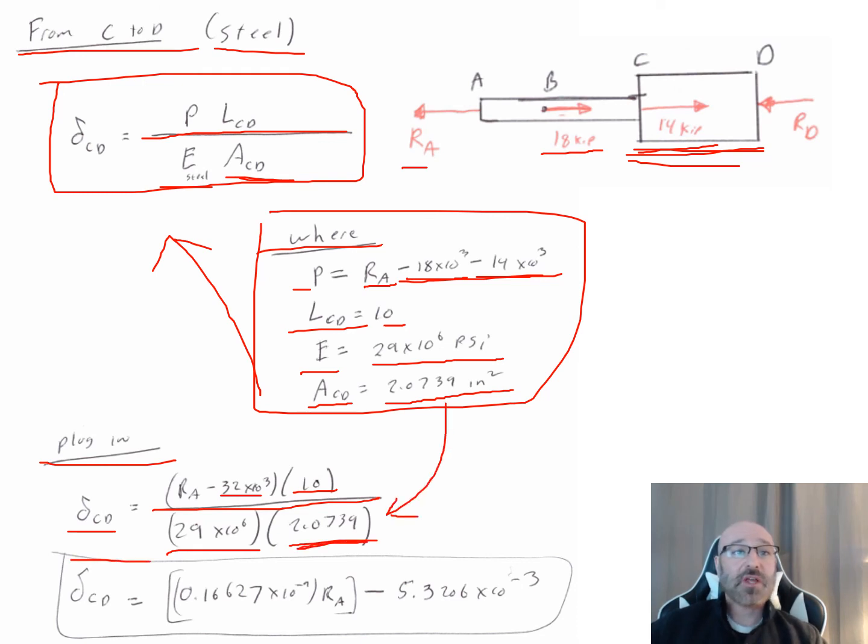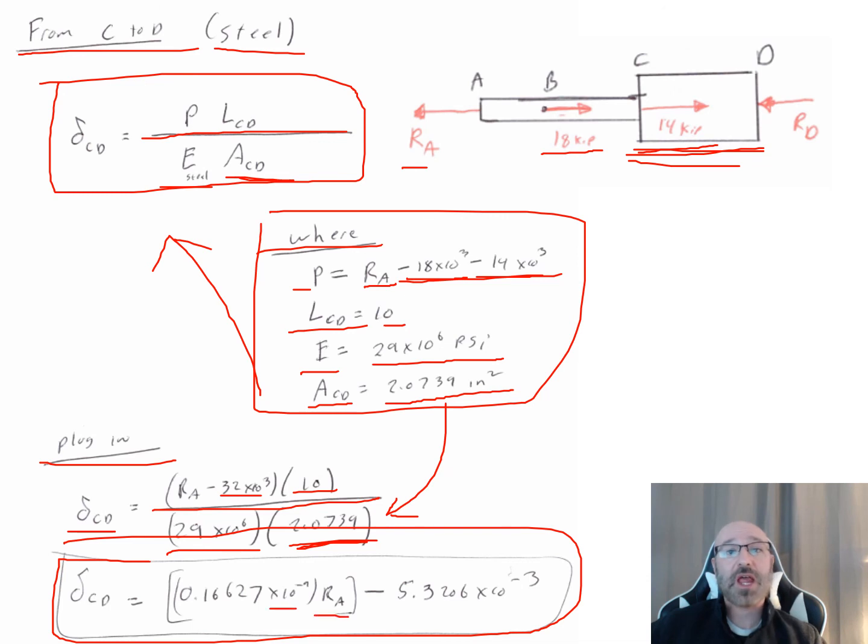So I do this out here. My delta CD is equal to, in this case, 0.16627 times 10 to the negative 9th times RA minus 5.3206 times 10 to the negative 3rd. So I now have this relationship for the last section of the rod, the steel section, delta CD. And we can see there are two unknowns in one equation there as well.